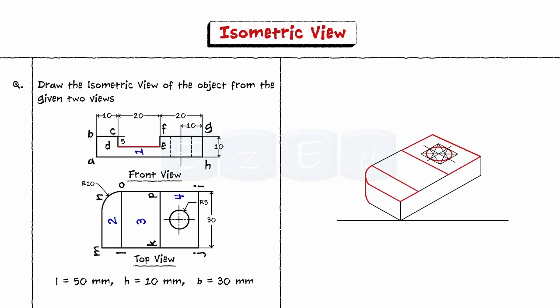Now line DE corresponds to plane 3 in the top view. Also from the front view, plane DE is 5 mm below the planes 2 and 4. Hence locate the corners of this plane in the isometric view. Draw the arrow showing the position of the observer.